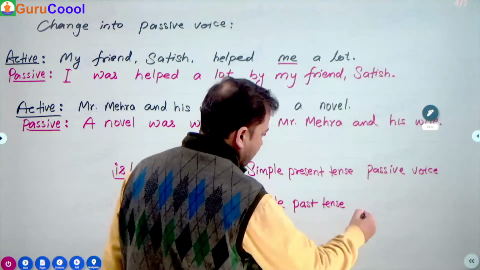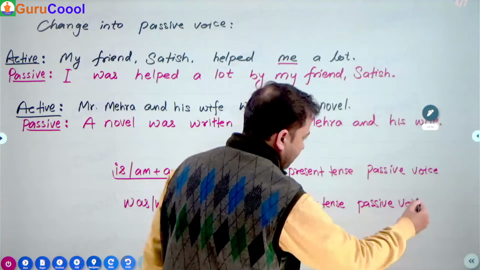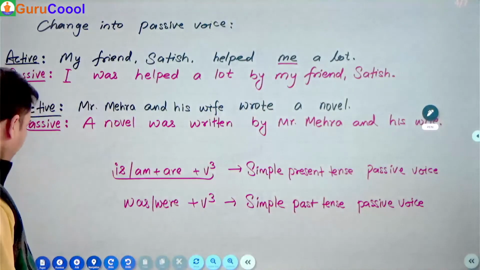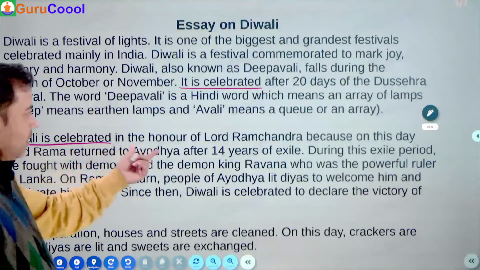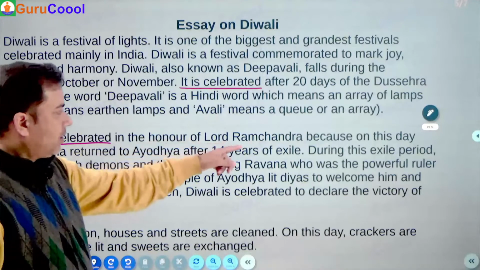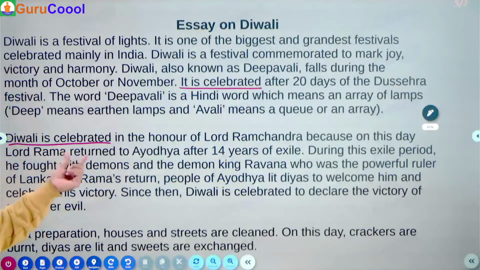Simple past tense, passive voice. Okay, so you should remember. Let's move on and let us find out some more sentences. In the honor of Lord Ramachandra, because on this day Lord Rama returned.